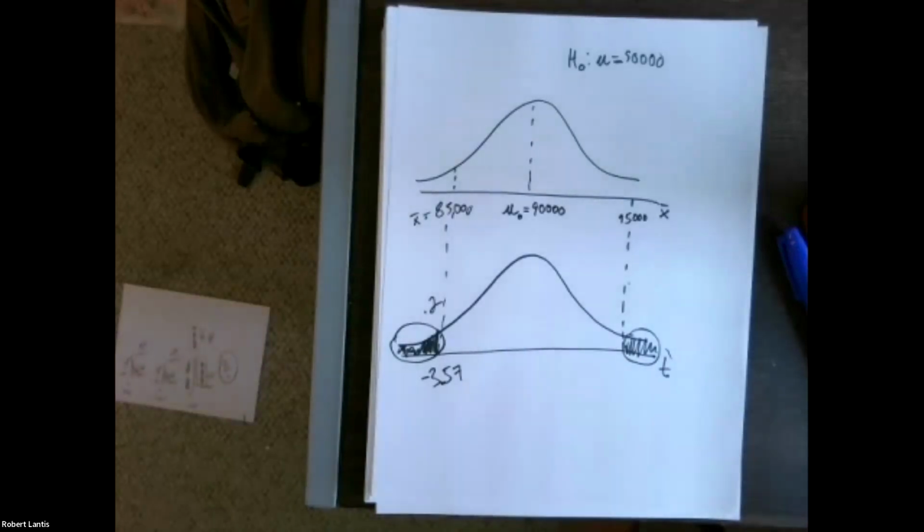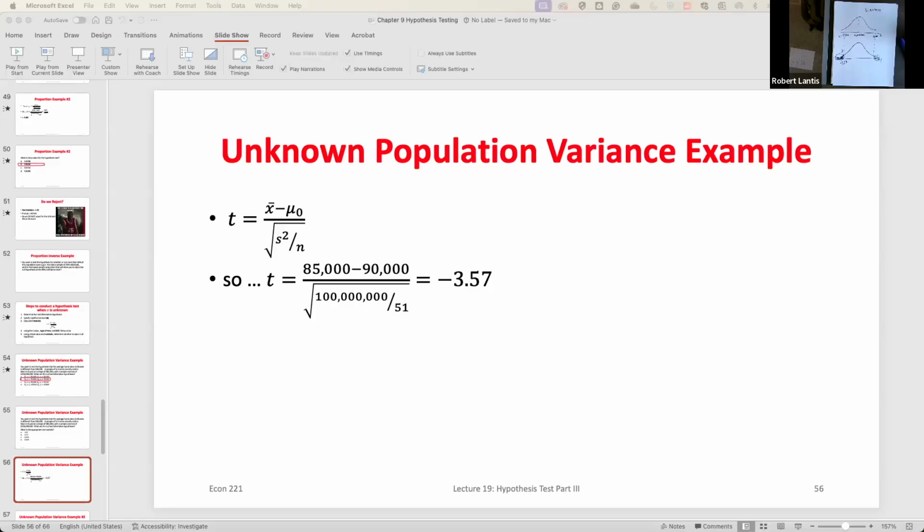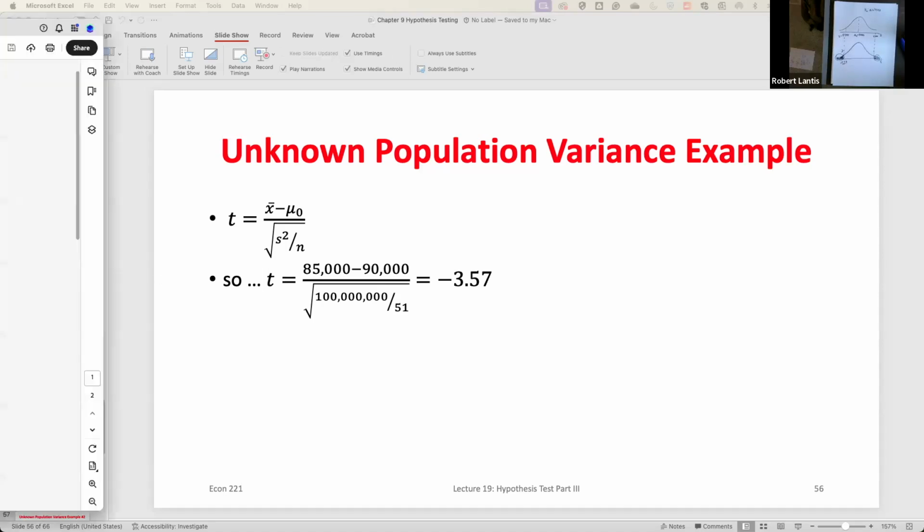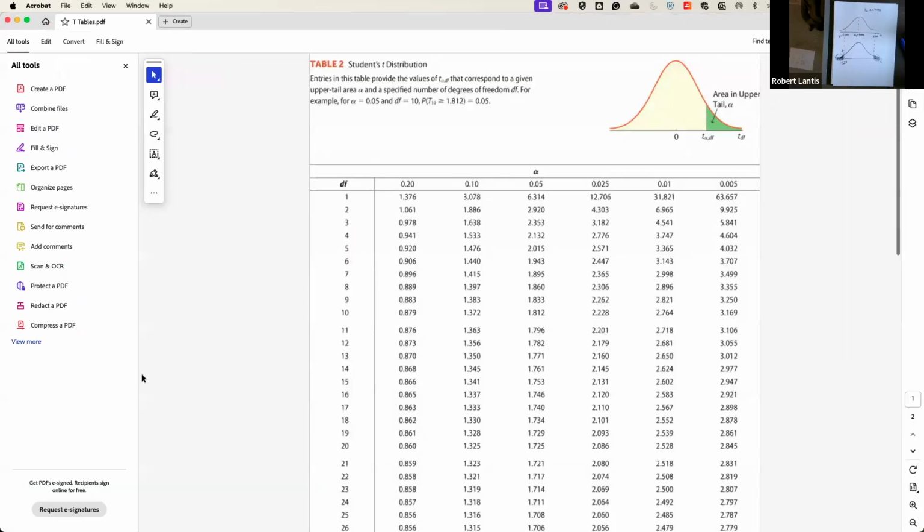So what does that look like? I had it over here. Now you can use this. I'm going to show you how to do this in Excel as well. So really whatever is easiest for you, but I'll show you both methods. Make sure this is sharing the right screen.